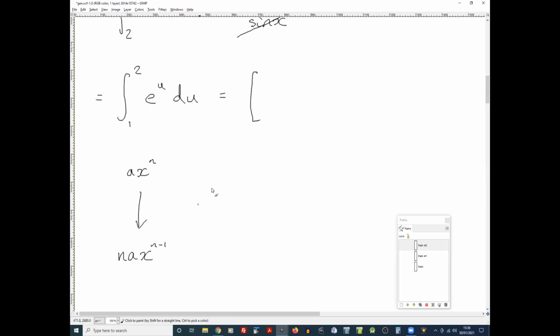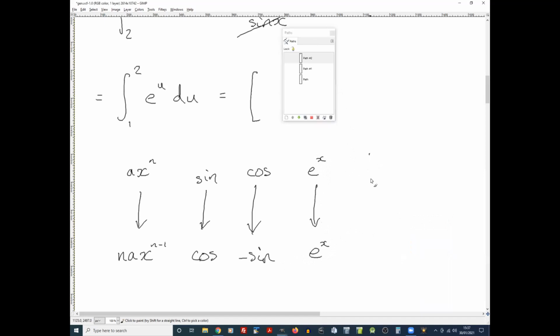Good. Sine. Cos. Cos. Minus sine. E. E. That's all. Okay. Finally, log. Log differentiates to 1 over x. Right.